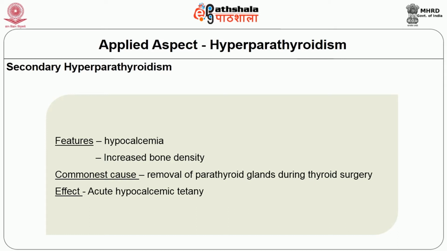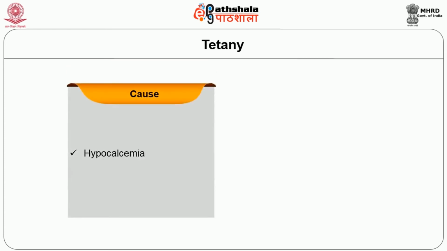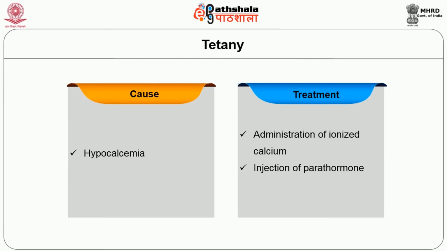Here, the patients will have severe hypocalcemia and increased bone density. This decreased calcium level in the plasma causes a condition known as hypocalcemic tetany. The tetany, as we know, is caused by hypocalcemia, and the patients with tetany are treated by administering ionized calcium parenterally. They can also be given parenteral injection of parathormone.